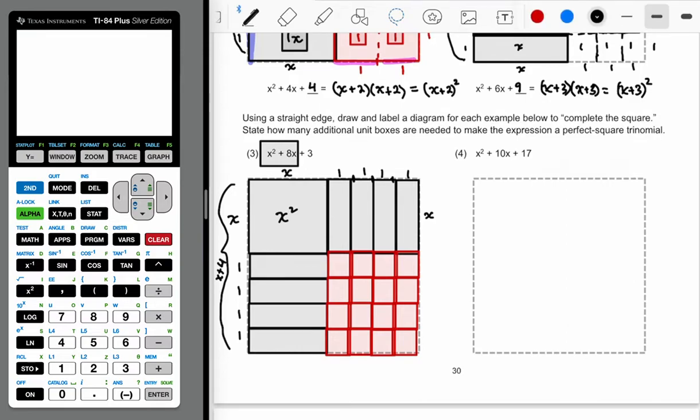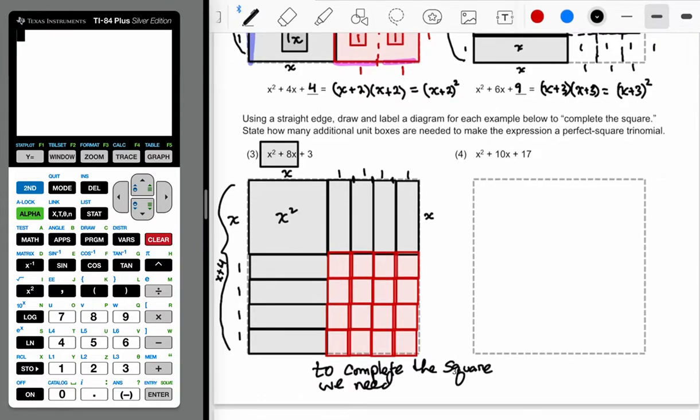All right. So to complete the square, we need 16 1-unit areas. We already have 3. That plus 3 is 3 1-unit areas. We would need 13 more. All right.